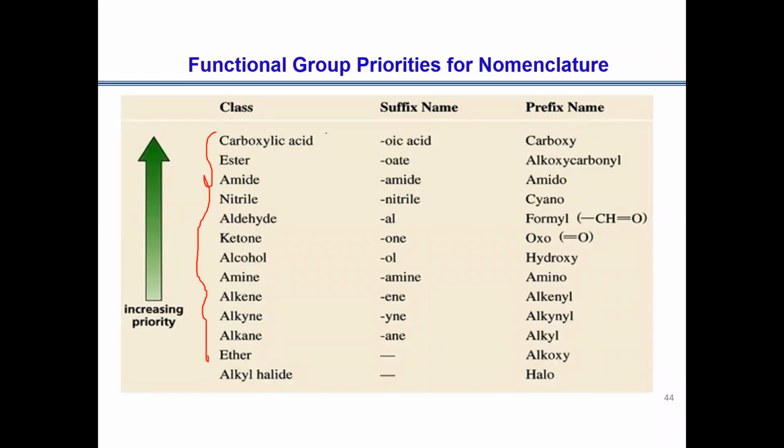So you're going to give carboxylic acid priority over the esters, esters over the amides, amides over the nitriles. I'm sure you would have studied all this in chemistry, right? So you have to memorize this chart. You have to know this chart.